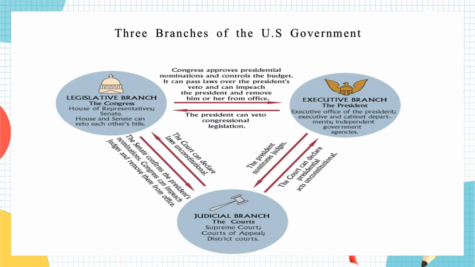Although the three branches of the United States work together, they can also influence each other and have conflicts. The Congress approves presidential nominations and controls budget. It can also pass laws over the president's veto and can impeach the president and remove him or her from office. At the same time, the president of the executive branch can veto the congressional legislation.